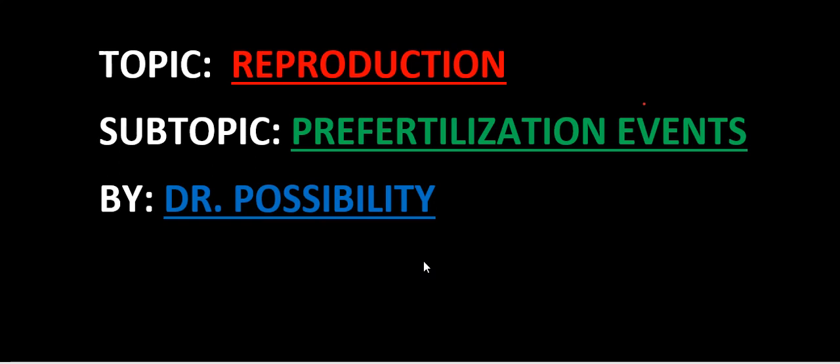So in today's class, I'm just going to explain to you the reproduction system, specifically the prefertilization events. When we talk of prefertilization events, these are just events that take place before the actual fertilization. But before we go into detail, we are first going to explain what reproduction is.